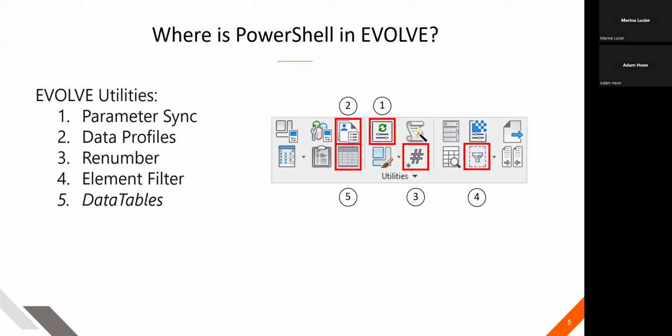Hopefully that gives you a good idea of why you'd use it. So where is PowerShell in Evolve? We'll go through real examples, but PowerShell is kind of hidden within feature sets. The main one that we leverage is parameter sync. That's probably one of the most powerful utilities we have. Data profiles, renumber, and element filter are all utilities where you can access PowerShell from. I'll give some examples of all of these and how you would use them in different areas.